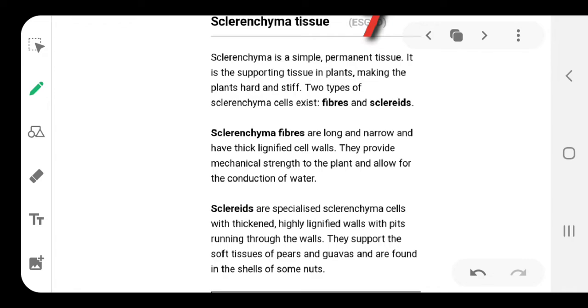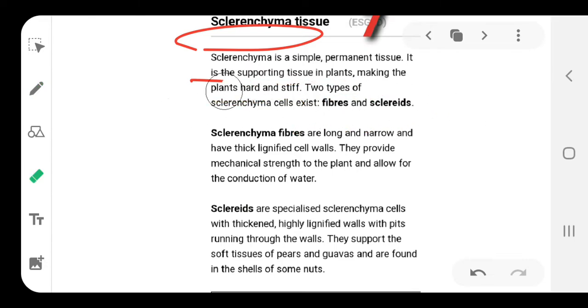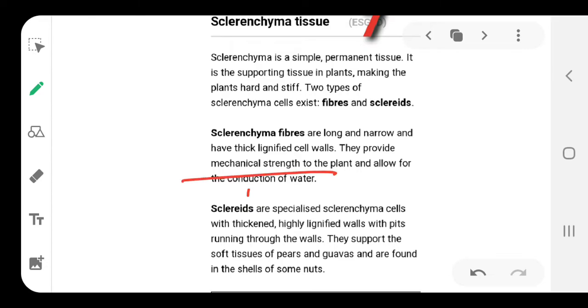Now, the third one of the simple permanent tissues is called sclerenchyma or sclerenchymatous tissue. Again, it is a supporting tissue in plants and makes the plant cell wall hard and stiff. It has two types of cells: one is called fiber, and the other is called sclereids. Make sure you know these two terms, sclereid and fiber. The sclerenchyma fibers are long and narrow and have thick lignified walls. Underline the words thick lignified walls, okay.